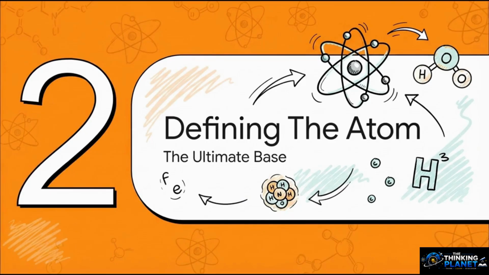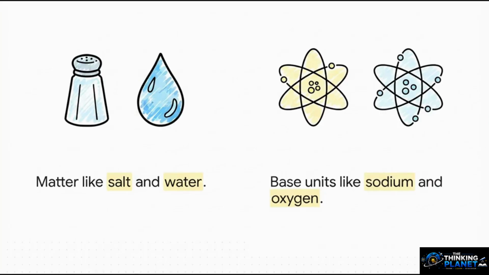Section 2, defining the atom. Now, listen closely, because we are taking this exact same logic, the brick, the digit, the letter, and applying it directly to physical matter. Imagine you have a pile of salt, some sugar, and a glass of water on your desk. If you zoom way in and put that salt under a highly advanced electron microscope, you'll actually see it's made of 2 smaller things, sodium and chlorine. And here's a wild little fun fact. Sodium is a highly reactive metal that literally explodes in water, and chlorine is a toxic gas. But when you chemically combine them, boom, you get perfectly safe, delicious table salt.